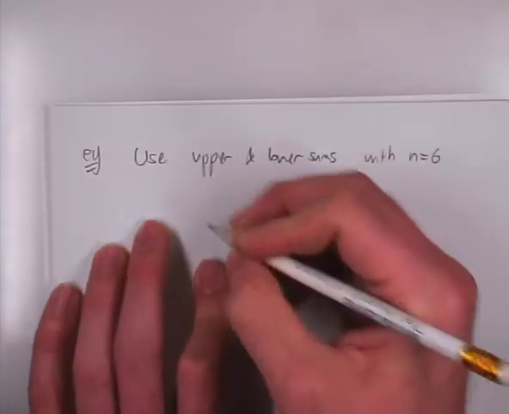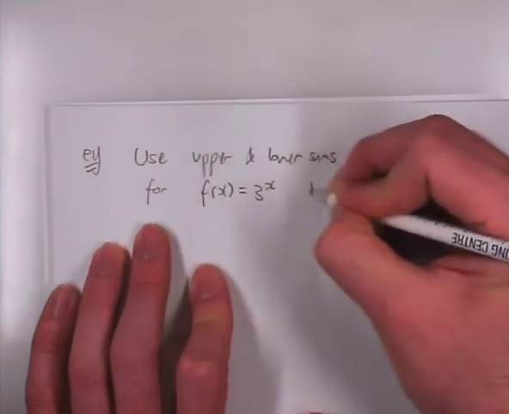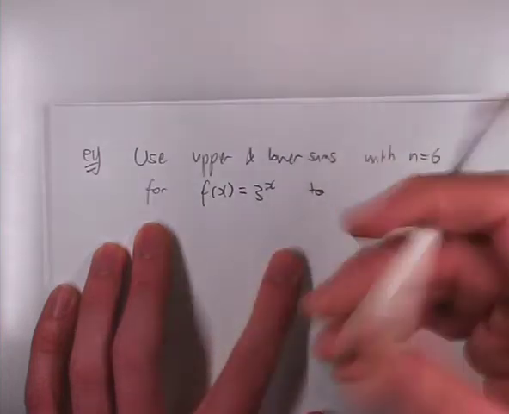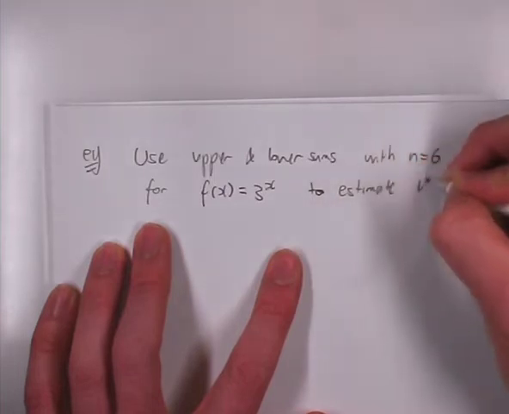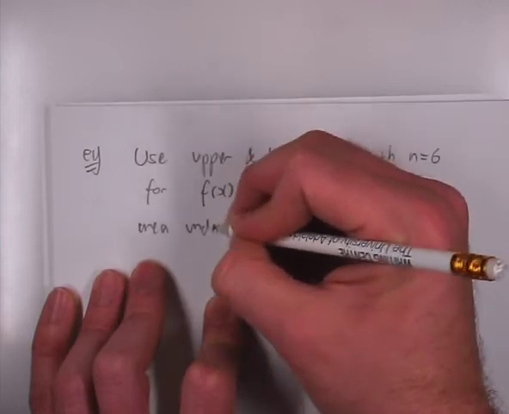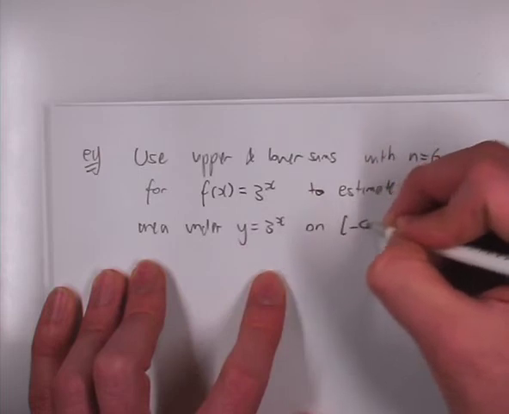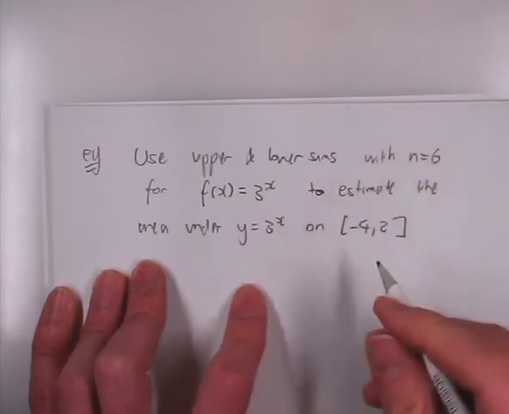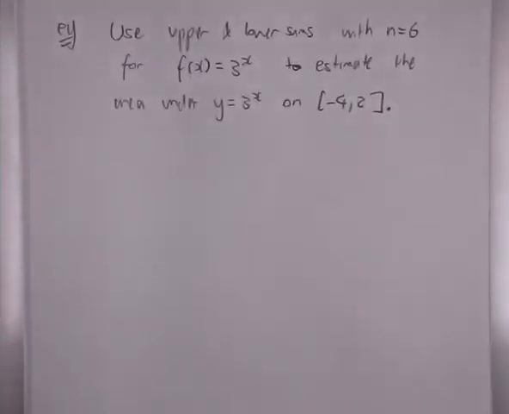Find the upper and lower sums with n equals 6 for f of x equals 3 dx to estimate the area under y equals 3 dx on the interval from -4 to 2. Okay? So I want to show you one more time. So this one, it's the same process again.